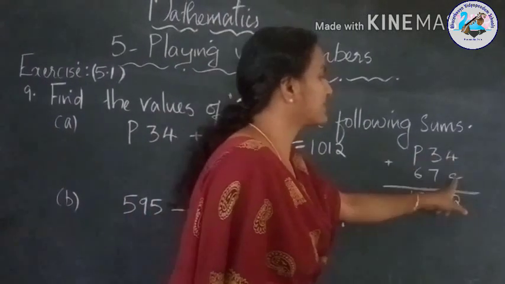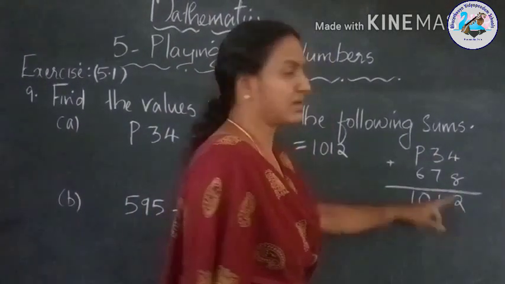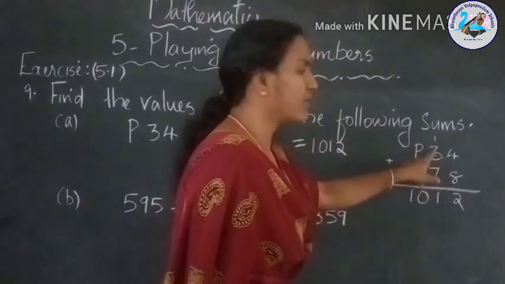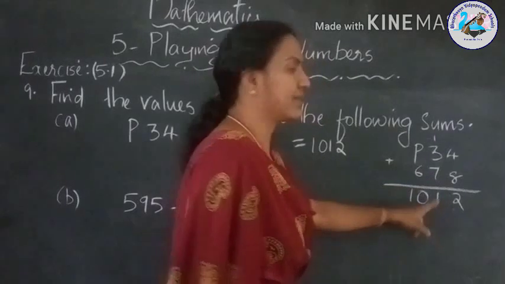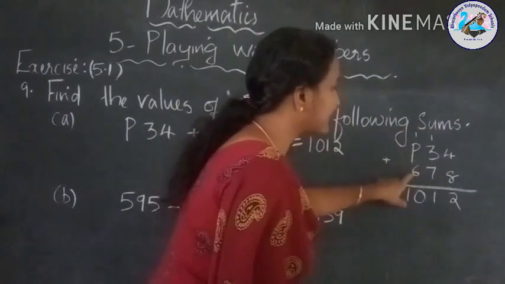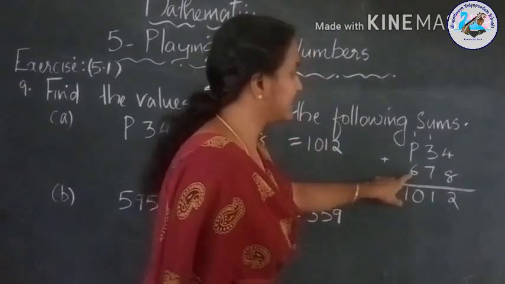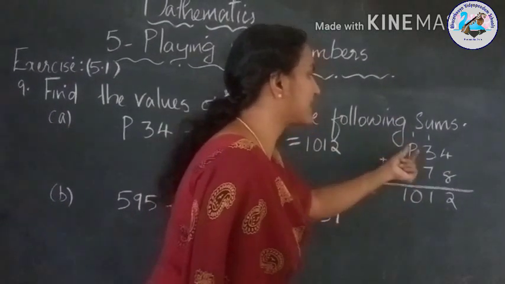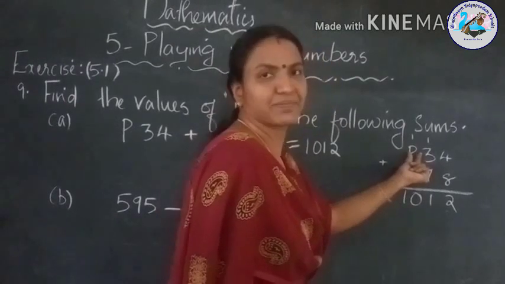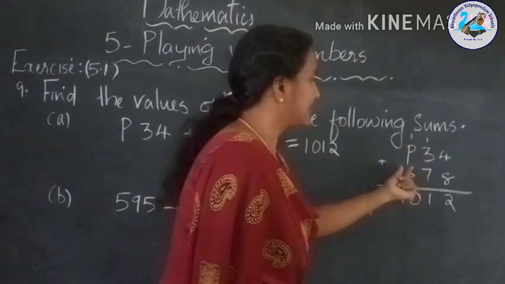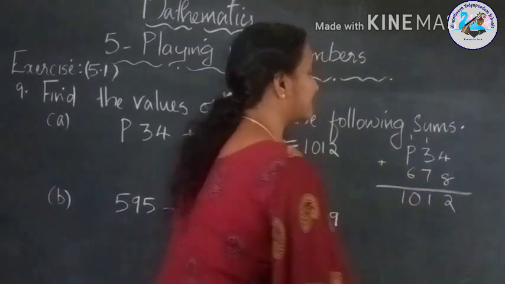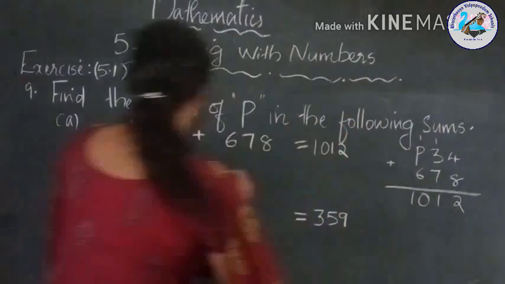So 4 plus 8, 12. The balance 1. 1 plus 3, 4. 4 plus 7, 11. The balance 1. 1 plus 6 is 7. 7 plus P, 7 plus something is 10. So the value of P is 3. P is equal to 3.